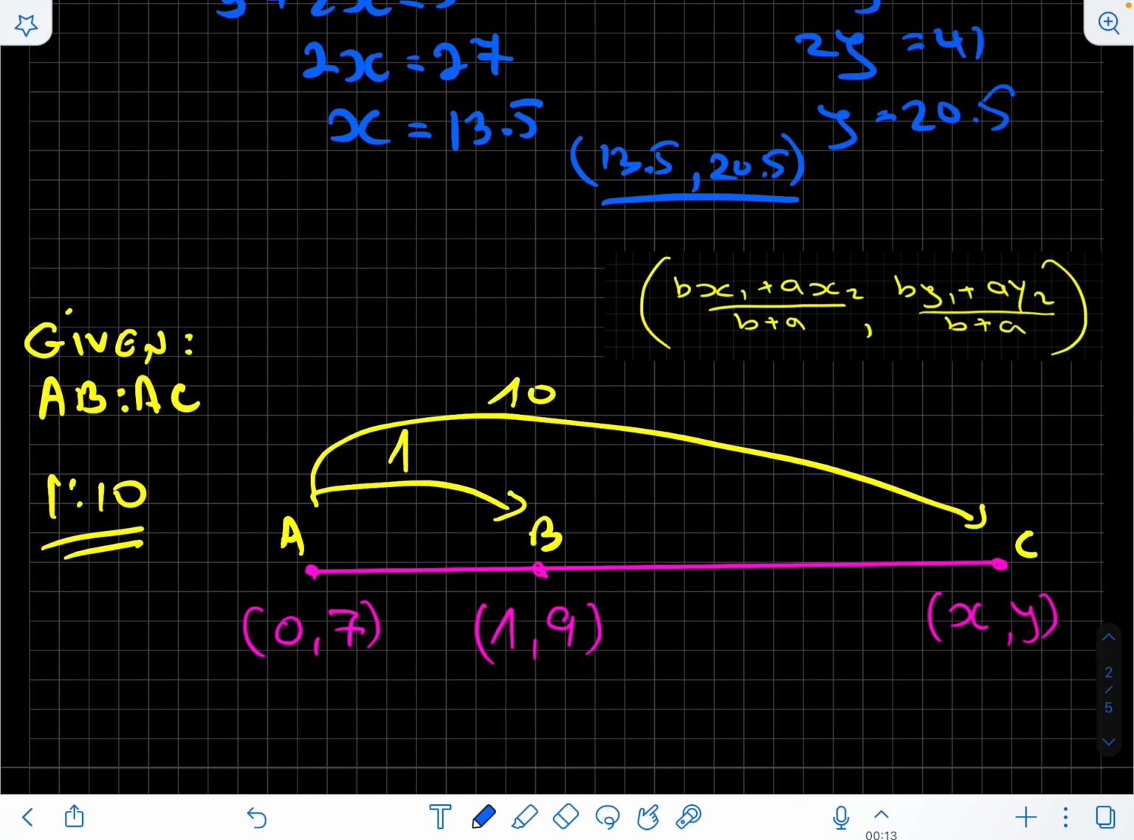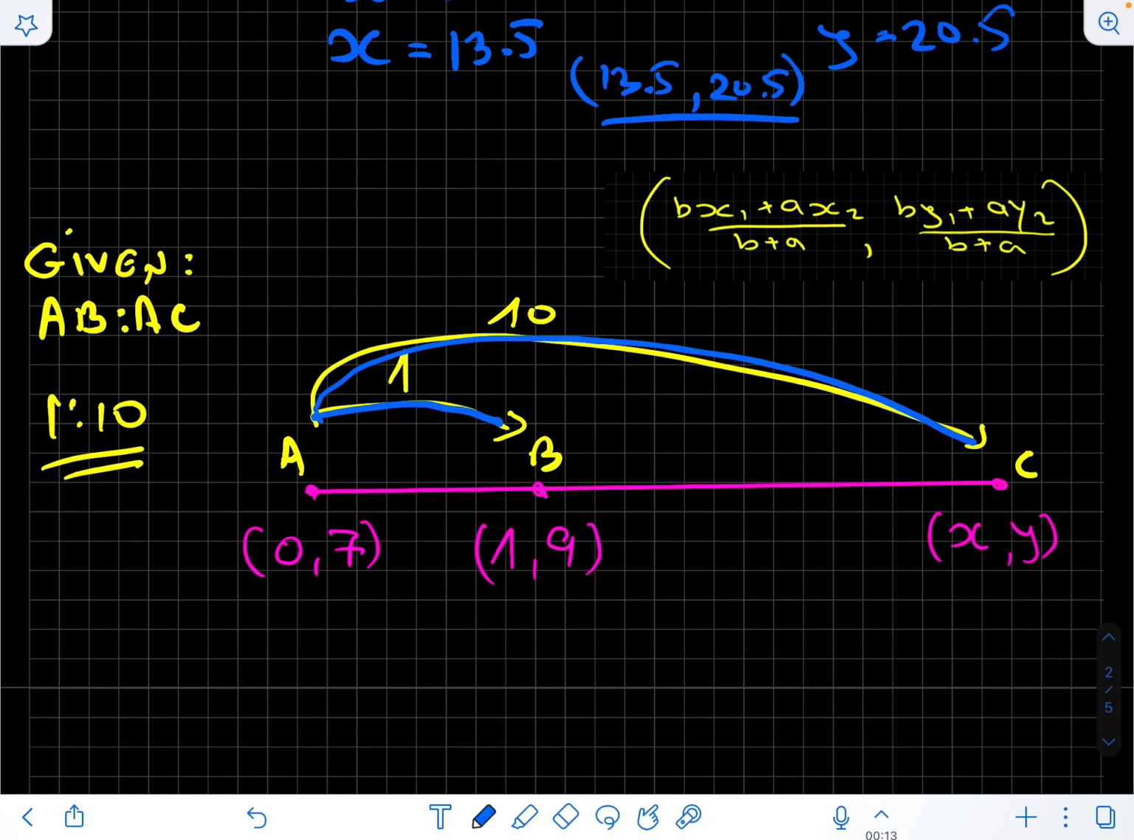Let's look at another example. This time it's given that the ratio of AB to AC is 1 to 10. That means this and this is 1 to 10, so AB is the 1 and AC is 10. And again, we're looking for the edge, the point C. So in this case, there is a formula for it, but we don't want to learn any formula that's not in the logbook.